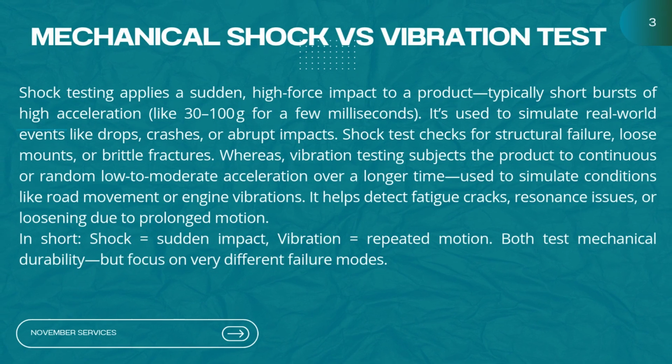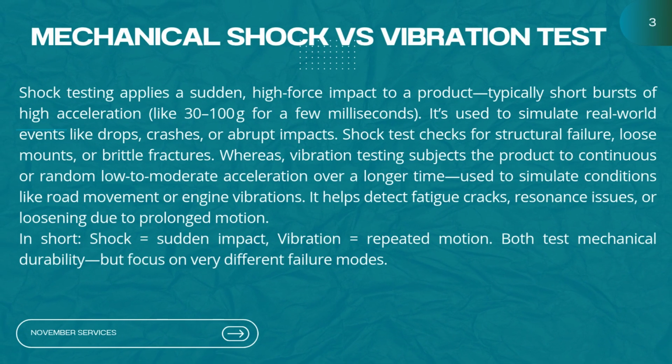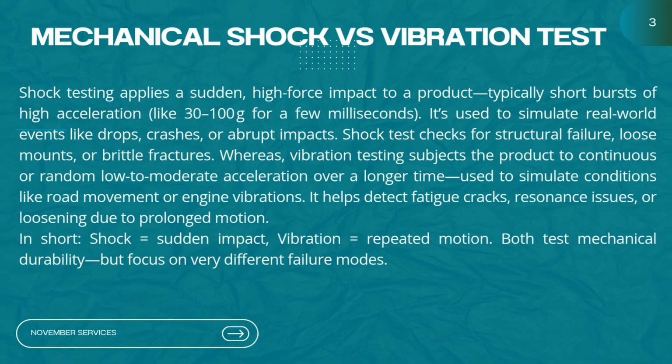To understand mechanical shock testing, it's essential to differentiate it from vibration testing. Shock testing involves applying short, high-intensity acceleration pulses, typically in the range of 30 to 100 grams, to simulate real-world impacts like drops or crashes. It's used to check for sudden structural failures, loose connections, or brittle fractures.